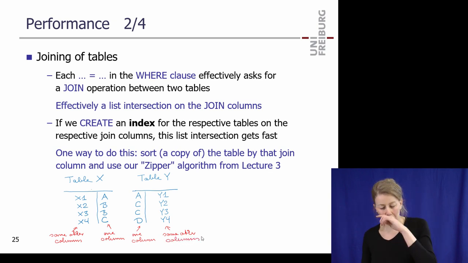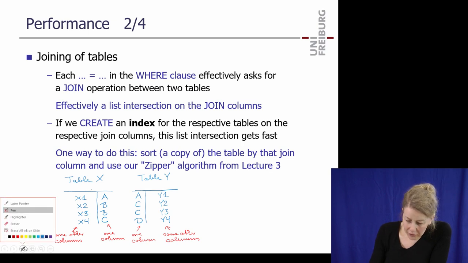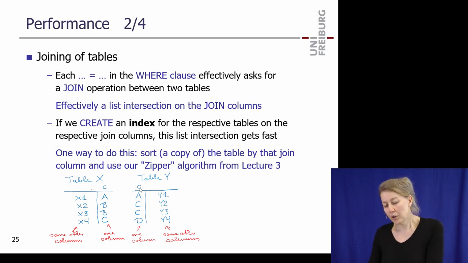And now, I'm computing the cross product of the two tables. Maybe I should write that here. Maybe I should give this column a name. I don't know, how should I call this column? Maybe I should call it C. And maybe here I also call it C, I can have the same.